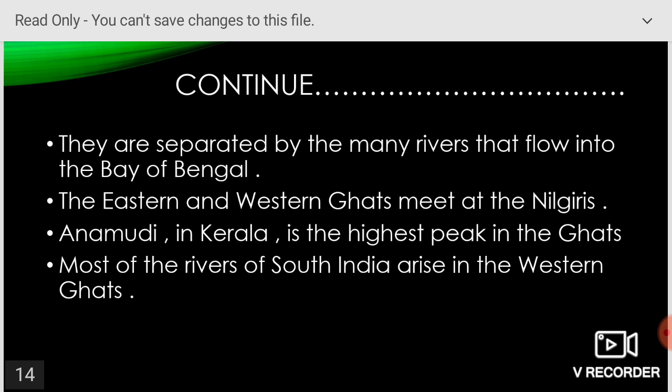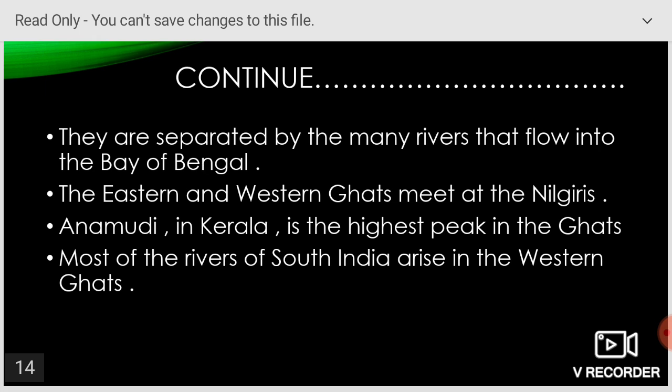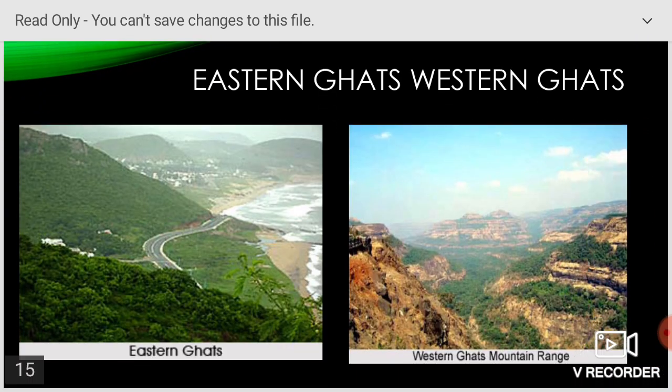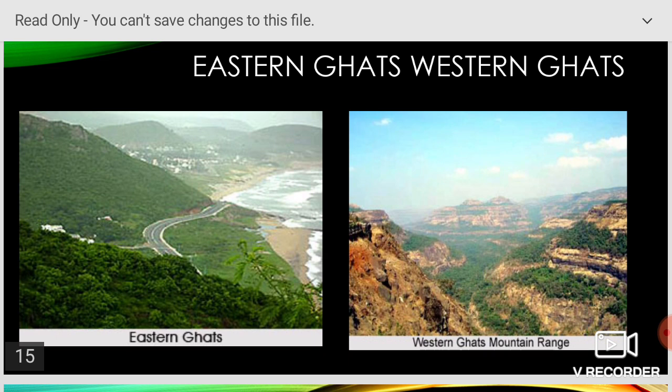The Eastern and Western Ghats meet at the Nilgiris. Anamudi in Kerala is the highest peak in the Ghats. Most of the rivers of South India arise in the Western Ghats. Eastern Ghats and Western Ghats. You can see the picture here.